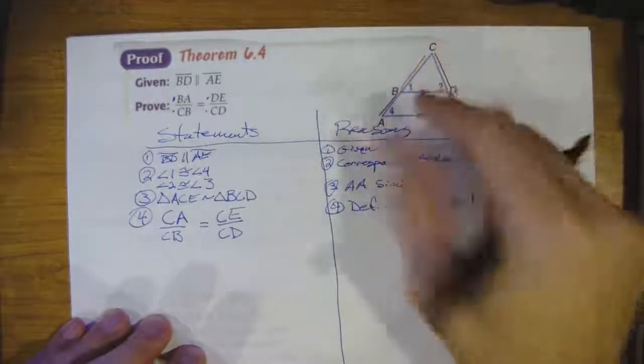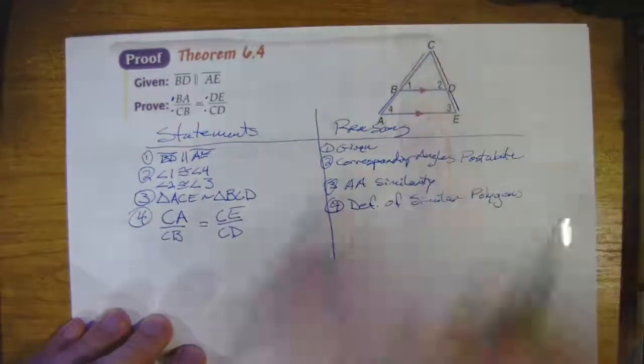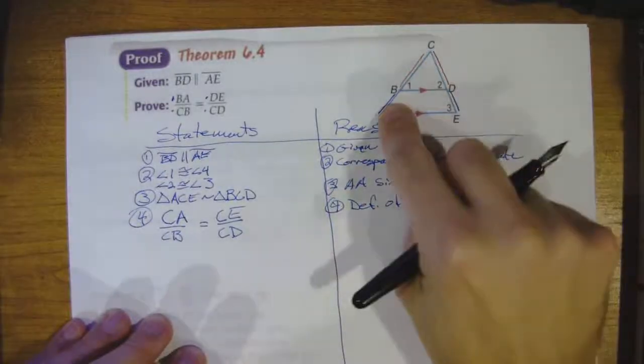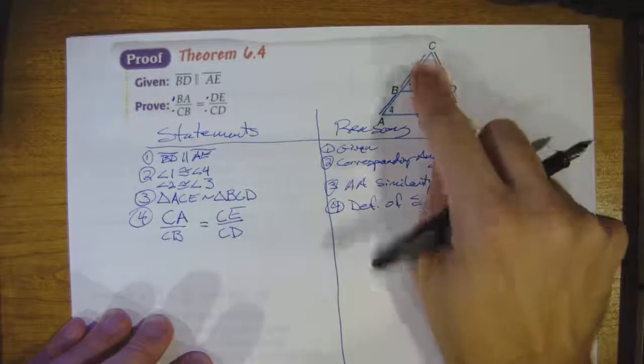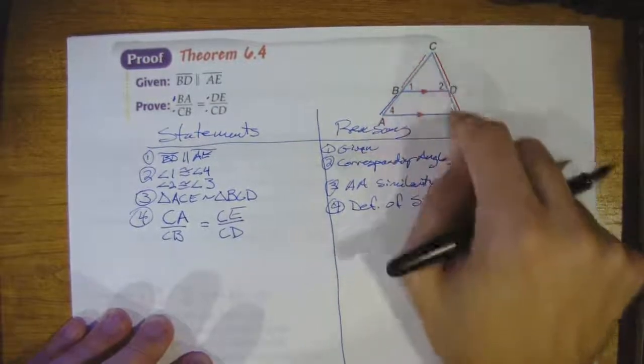There we go. All right, now that we've got that together, remember, we're not trying to prove large triangle to small triangle. We're not doing that. We're trying to prove these individual parts. So what I'm going to do is I'm going to take side CA, and I'm going to use the segment addition postulate to break it up. So that way I get these individual pieces.